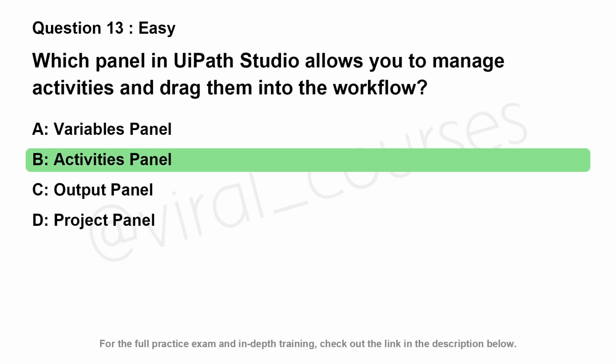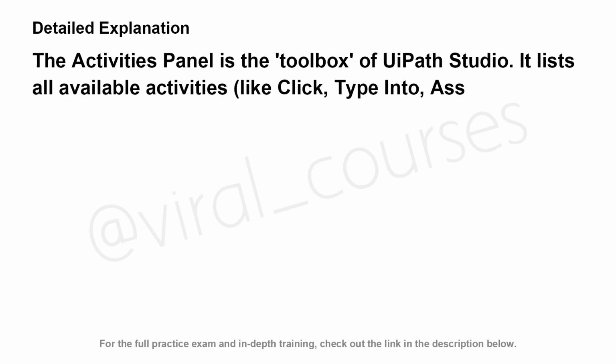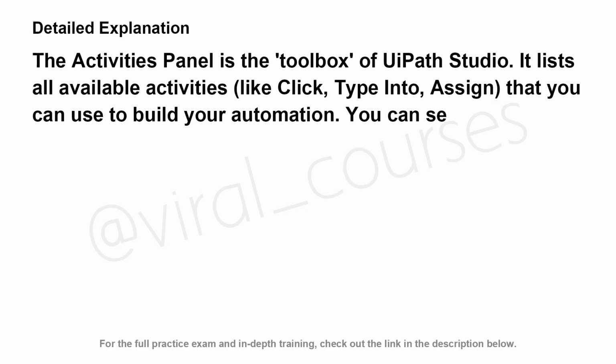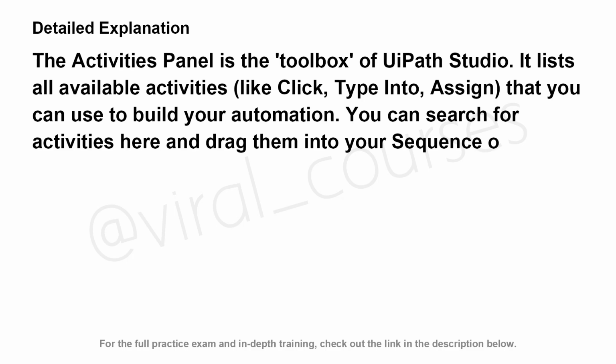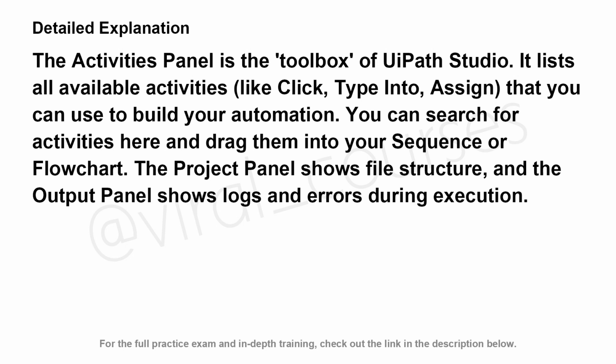The correct answer is B. The Activities panel is the toolbox of UiPath Studio. It lists all available activities, like click, type into, assign, that you can use to build your automation. You can search for activities here and drag them into your sequence or flowchart. The project panel shows file structure, and the output panel shows logs and errors during execution.